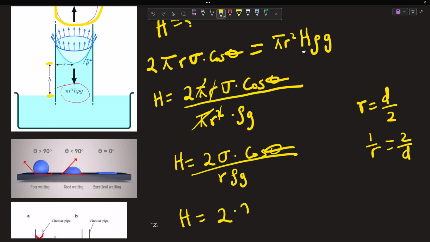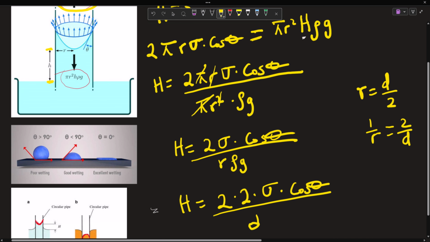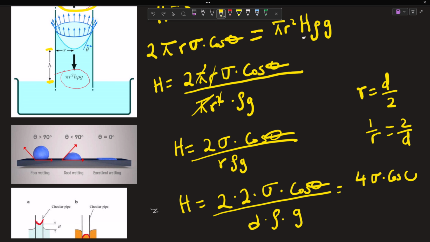So by the time we apply this into this formula, we could as well say our h is equal to 2 times our surface tension times cos theta over diameter, this time around, not radius, diameter times density times our acceleration due to gravity, which is equal to 4 times surface tension cos theta over our diameter times density times acceleration due to gravity.